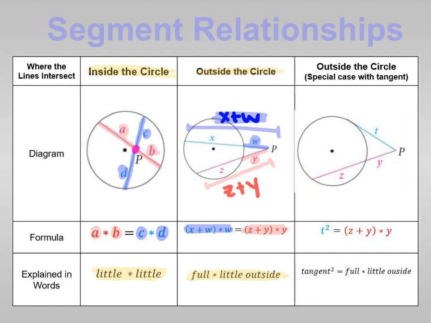And lastly, for our special case with tangents, where it's only outside the figure, it would be the tangent times the tangent, which is the tangent squared, and the second part is the exact same as it was for the other outside the circle relationship. And again, like we talked about with the angles, I would highly recommend writing this down in your notebooks or taking a picture of it so you have it to refer back to.